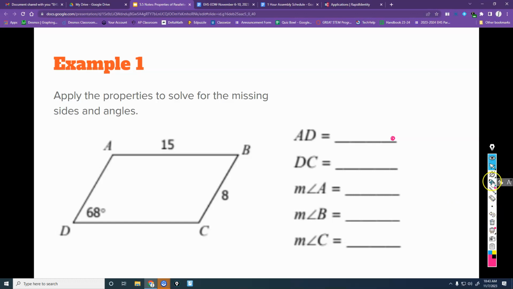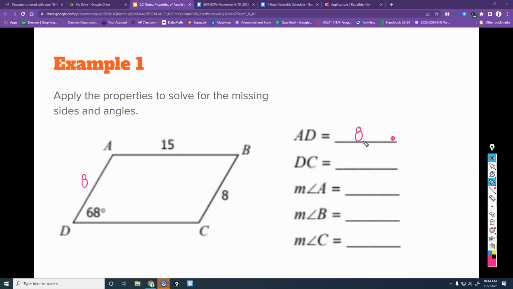So, here is an example where we need to find the missing pieces. They should tell you this is a parallelogram. They don't, but they should, because you should not make assumptions that it is a parallelogram. I'm going to tell you this is a parallelogram. So, Marley, give me one of these things that it's asking for here. Okay, AD would be 8. I agree.